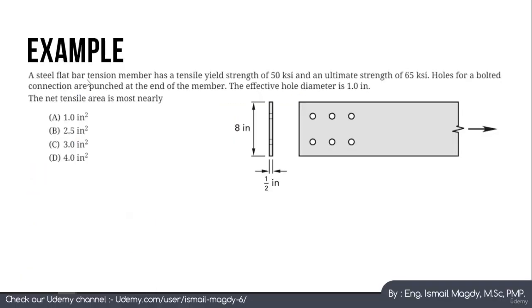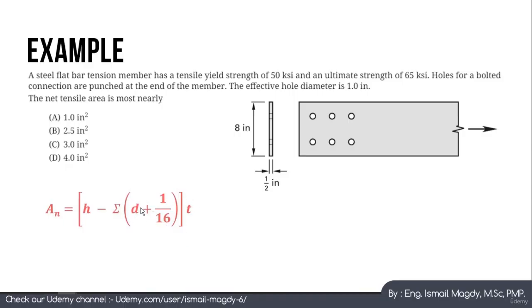Here we have a steel flat bar tension member with a tensile yield strength of 50 ksi and an ultimate strength of 65 ksi. Holes for a bolted connection are punched at the end of the member. The effective hole diameter is 1 inch. The net tensile area is most nearly what? We want to calculate this net tensile area. So this means that the net area equals h minus sigma d plus 1/16, multiplied by t.